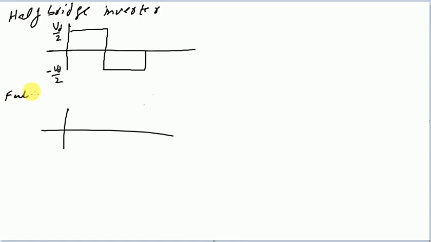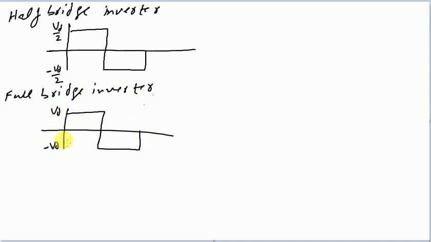While in the case of a full bridge inverter circuit, we will have an output voltage which is equal to VD and minus VD. The reason for this is that in the case of a full bridge inverter circuit, the point of measurement for the output voltage is VA naught minus VB naught. We'll see that in the figure in a while as well.